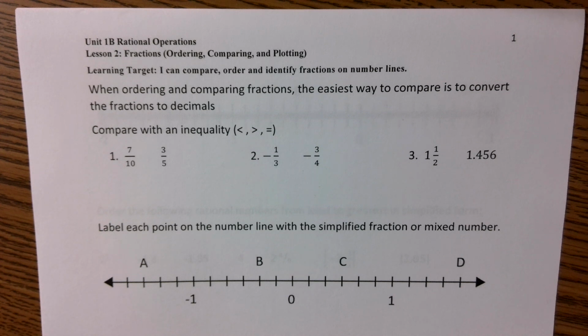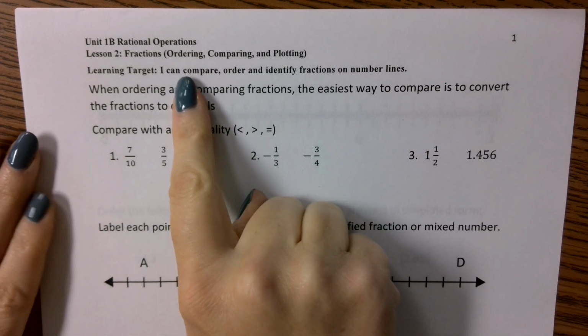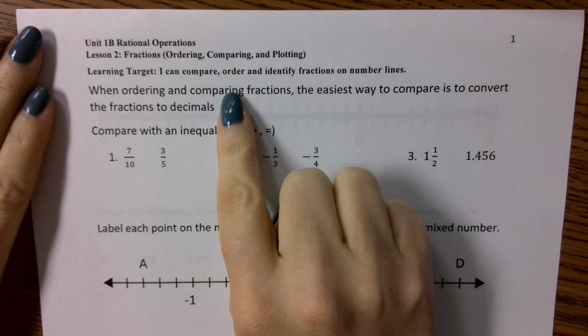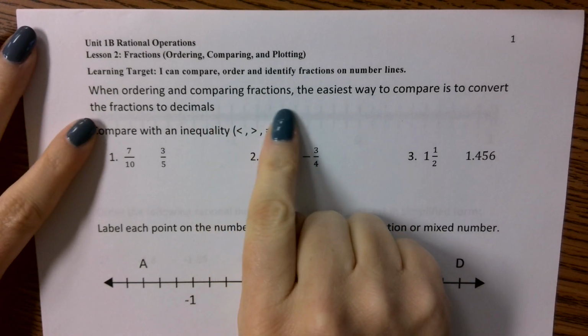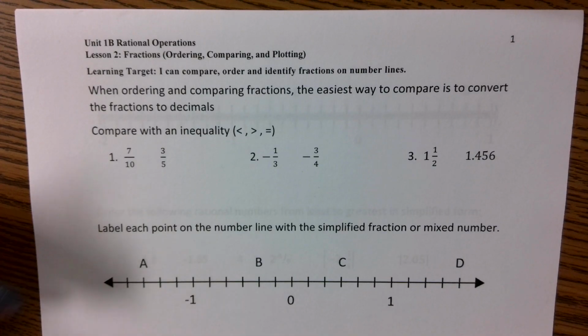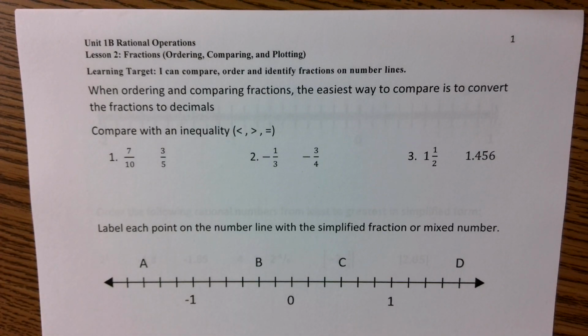What we are focusing on for today is comparing, ordering, and identifying fractions on a number line. So yesterday and the day before on Monday, we focused more on decimals. Today we're focusing on fractions. So when ordering and comparing fractions, the easiest way to compare a fraction is just to convert it into a decimal. You guys have a much easier time focusing on it as a decimal.